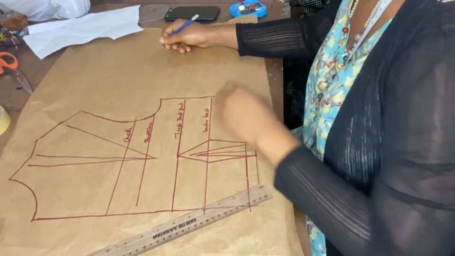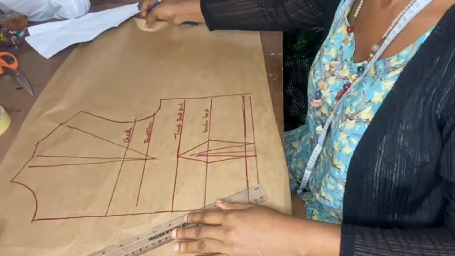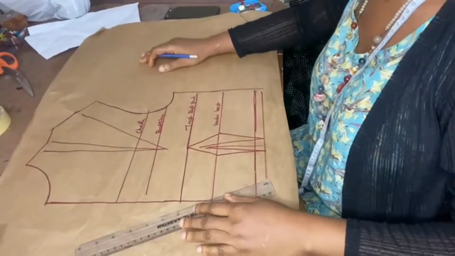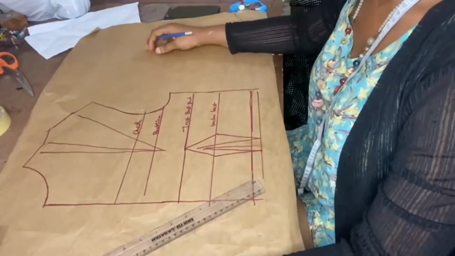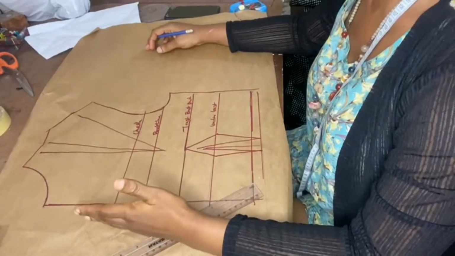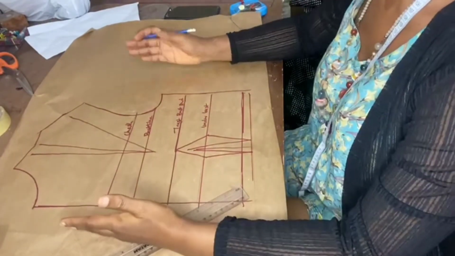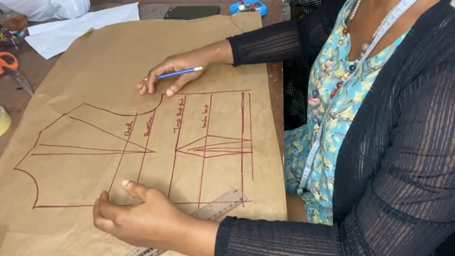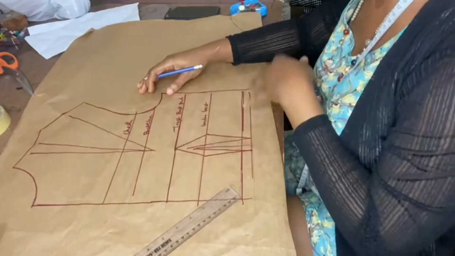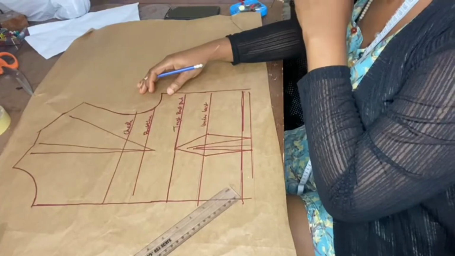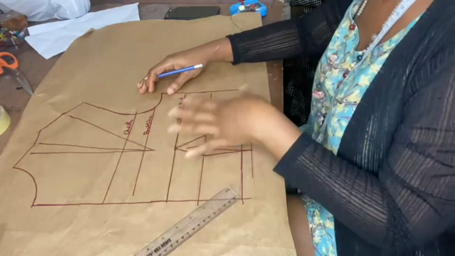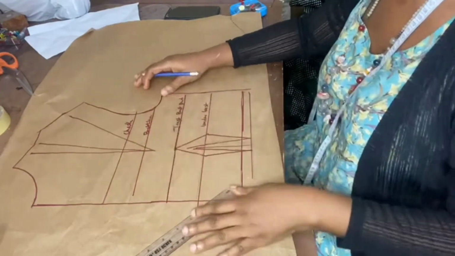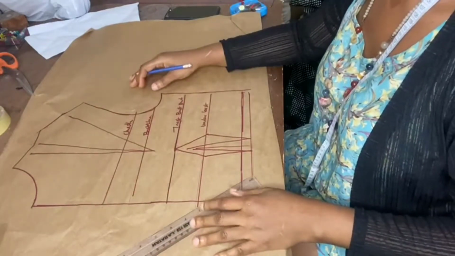So today we're going to be learning how to draft the keyhole neckline requested by one of my subscribers. Right here I have the bodice block, the half scale, the front side of it obviously. Then I've already marked my bust and the under bust.